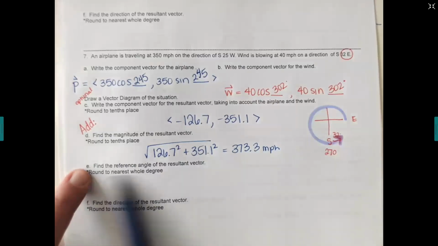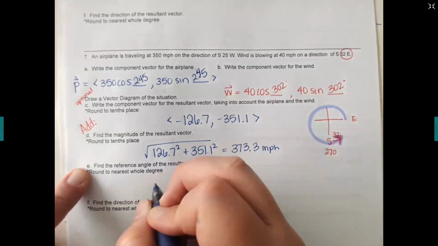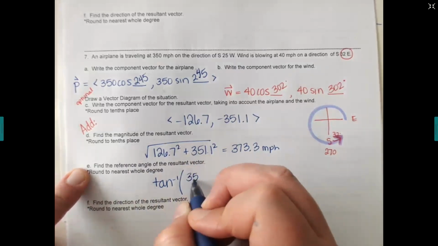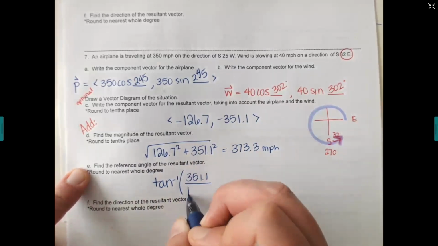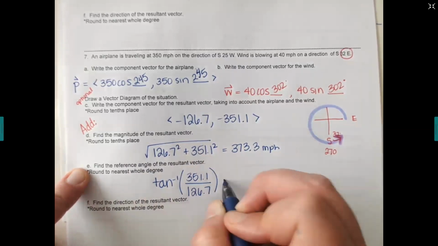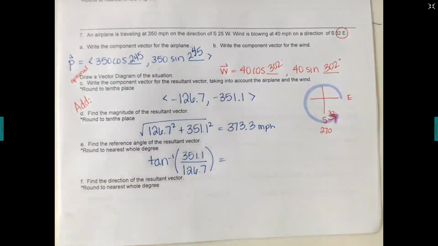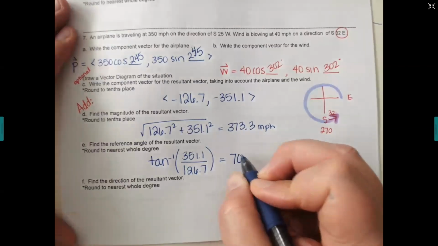Helping it. Okay, part E, I want the reference angle. Inverse tan what? Give me the numbers. Over 0.7, very good. Remember, that's called your reference angle. So go ahead and find that. We're gonna round to the nearest whole degree here. Did you all get 70.1? We're gonna round that to 70.